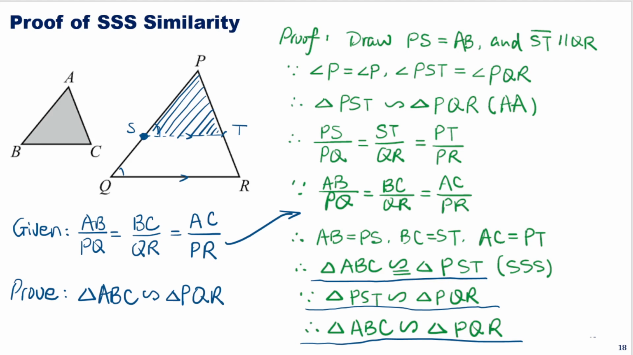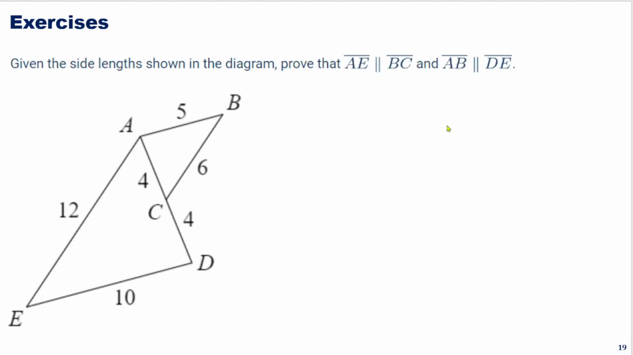Now we have three tools to use to determine if two triangles are similar, right? AA, SAS, or SSS. Do you get it? Okay, let's do an exercise. Given the side lengths shown in the diagram, can you prove AE is parallel with BC and AB is parallel with DE?